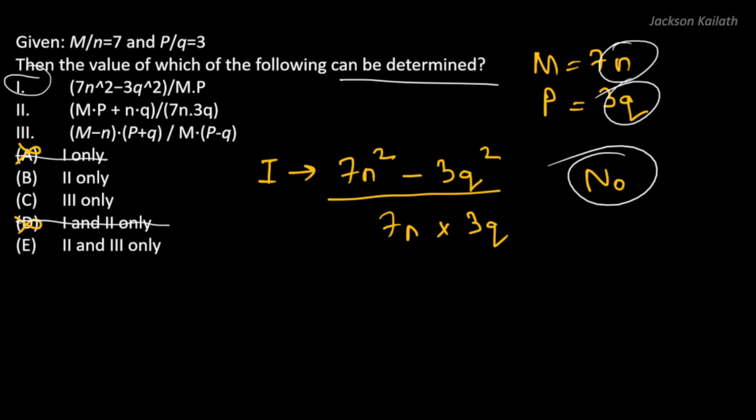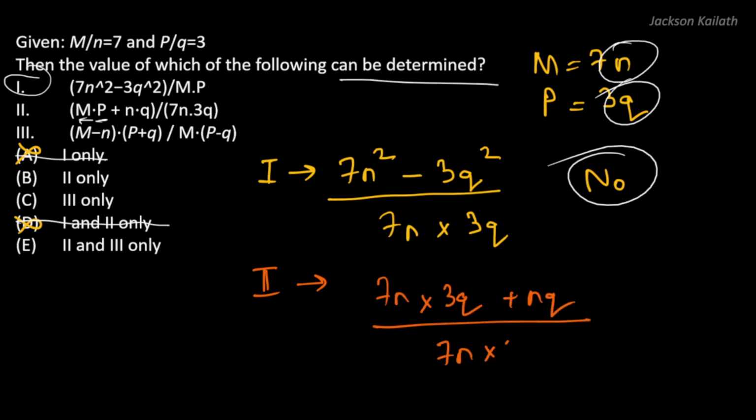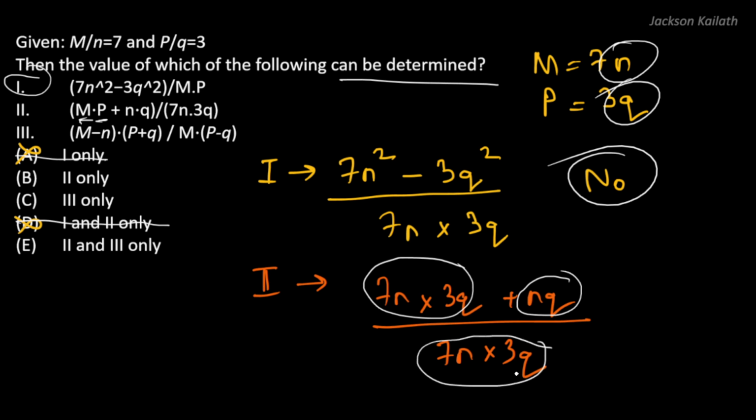It says mp plus nq divided by 7n into 3q. So instead of m, let me write 7n, and over here instead of p, let me write 3q. So this becomes 7n into 3q plus nq divided by 7n into 3q. Now over here you can see that in this term I have n into q, in this term I have n into q, and in this term I have n into q. So these cancel out, right? So in the numerator you have nq, in the denominator you have nq, and you can cancel it.